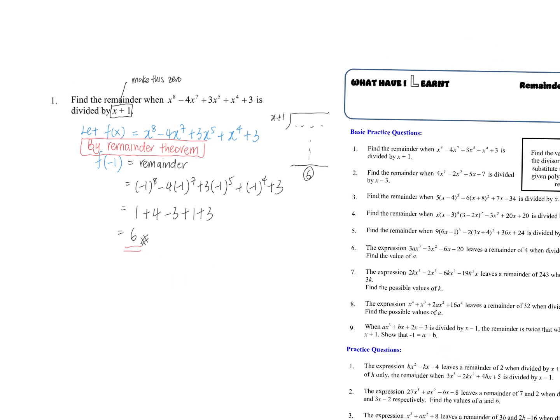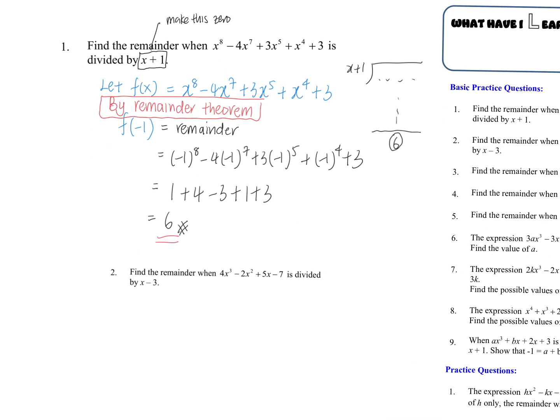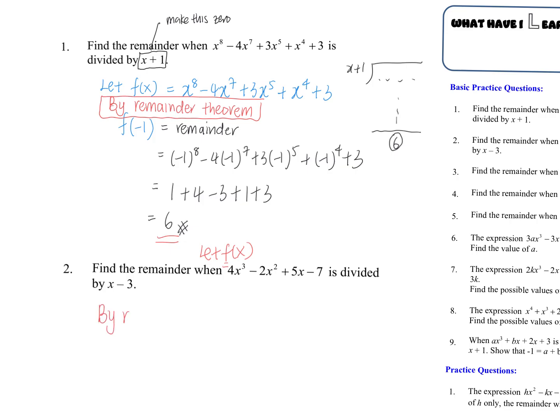Let's look at the second one. It keeps repeating, it's the same thing over and over again. Question 2. What should I do? Let this be f of x again. And then what should you do? Let x be what? 3. So you just quote by remainder theorem, like how you use Pythagoras theorem last time. Then you will write f of 3 is equal to your remainder value. So you sub in.